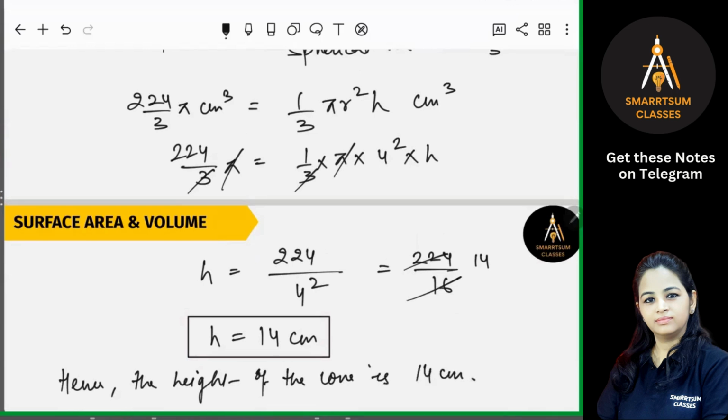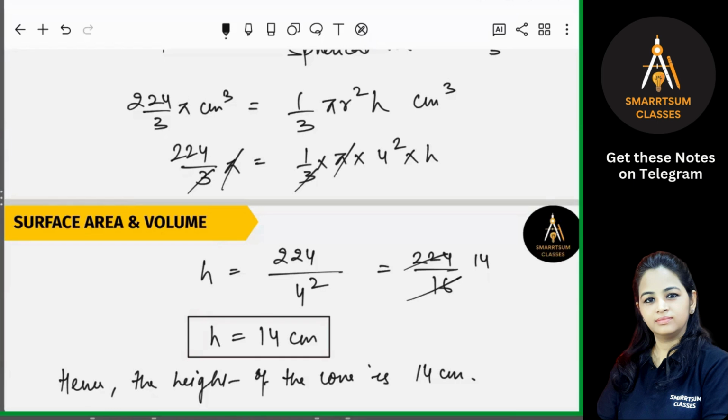14 centimeter. So always remember, when one material is melted to form a new solid, a new shape, volume always remains same. Its total surface area can be different, length can be different, height can be different, radius can be different, but the volume, because volume is the total material by which you are actually forming the solid, always remains same.